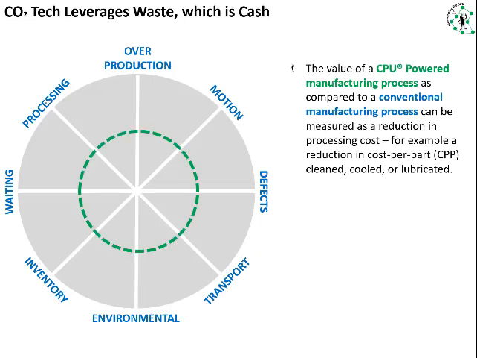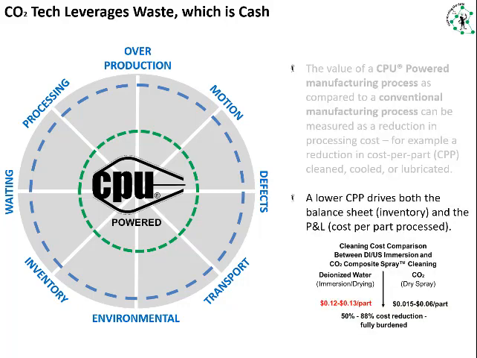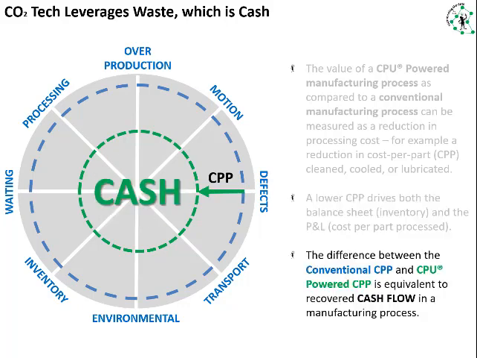The value of a CPU-powered manufacturing process as compared to a conventional manufacturing process can be measured as a reduction in processing cost. For example, a reduction in cost per part, CPP, cleaned, cooled, or lubricated using a CPU. A lower CPP drives both the balance sheet and the P&L, for example, inventory and cost per part processed. The difference between the conventional CPP and CPU-powered CPP is equivalent to the recovered cash flow in a manufacturing process.